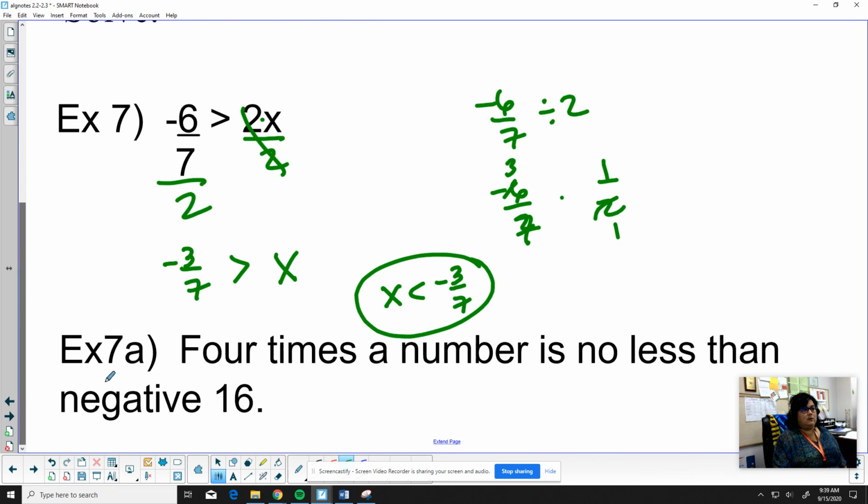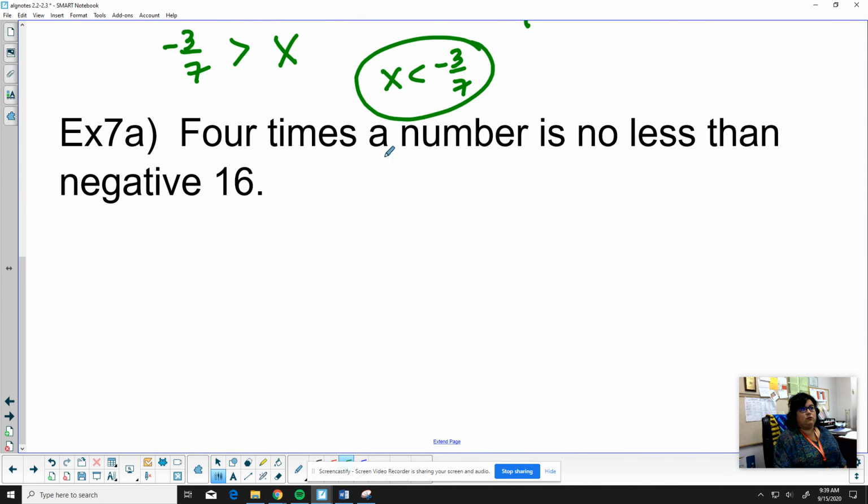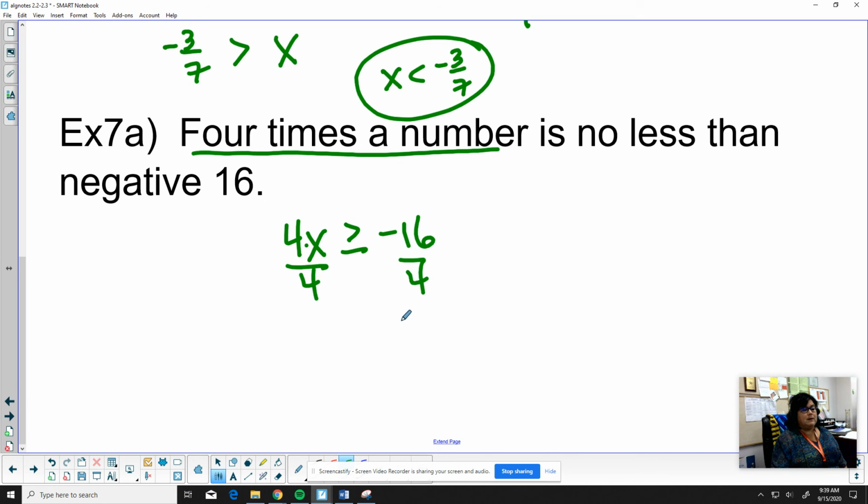Okay, one more, and then you're done. Okay, it says 4 times a number is no less than -16. So 4 times a number is 4x. Is no less than is greater than or equal to, and then -16. If I solve this, these are multiplied, so I do the opposite, which is divide by 4. There's no flip because I'm dividing by a positive. X is in the front. There's no flip for that because x only flips when it's in the back, and that would be -4.